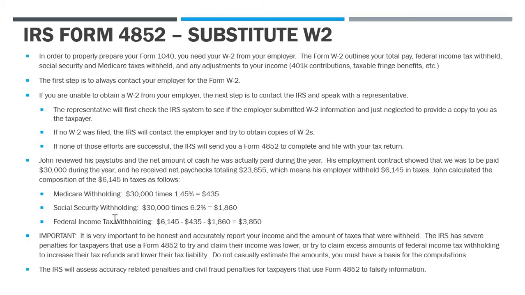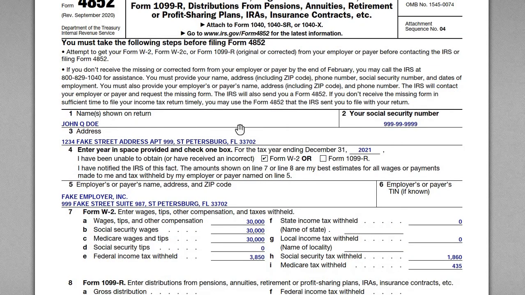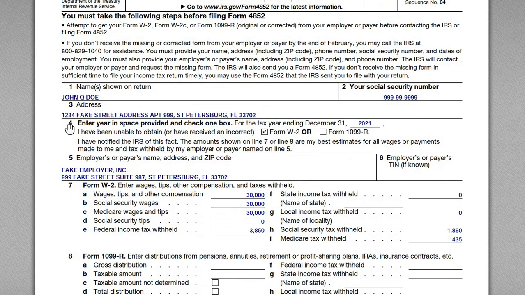Okay, so now once John has those amounts, he can complete the 4852. So remember, this has to be completed and attached to your 1040. So we've got John's name, his social security number, and his address. In box 4 here, we're doing this for the 2021 tax year, and he's been unable to receive his W-2. So we check that box for W-2.